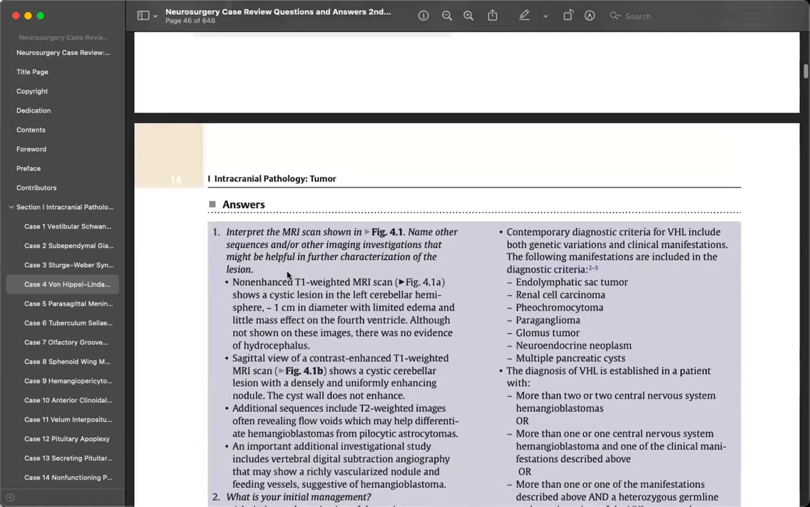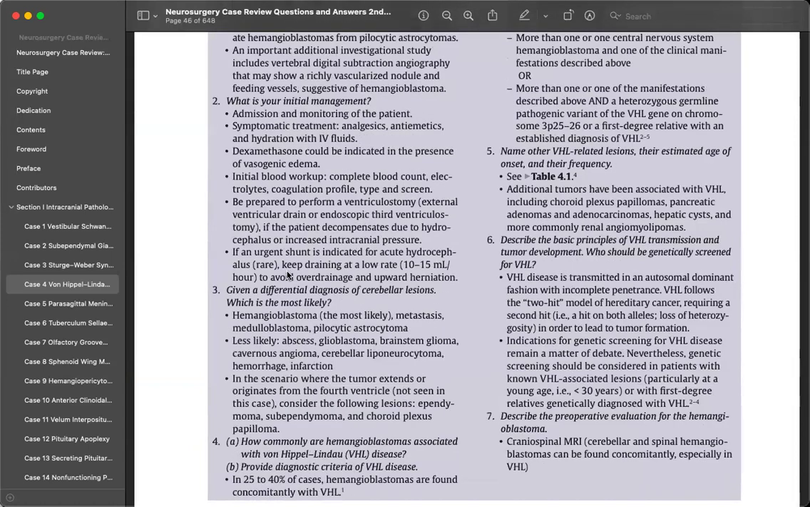So here, differentials, they said hemangioblastoma most likely, METS, medulloblastoma, pilocytic astrocytoma, less likely abscess, glioblastoma, brainstem glioma, cavernous angioma, cerebellar liponeurocytoma, hemorrhage, or infarct. In the scenario where the tumor extends or originates from the 4th ventricle, not seen in this case, consider the following lesions: ependymoma, subependymoma, and choroid plexus papilloma.